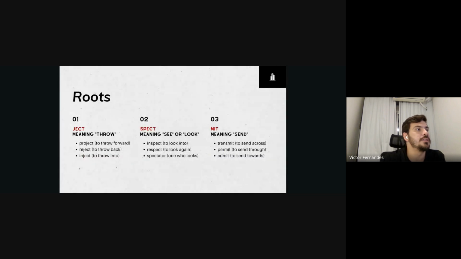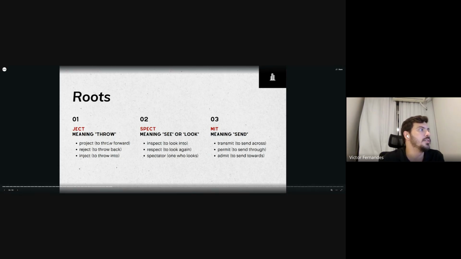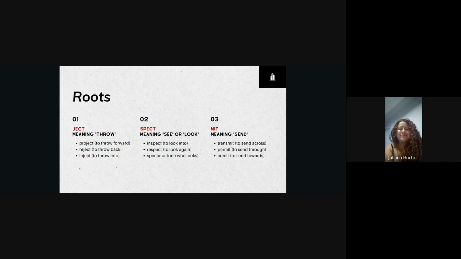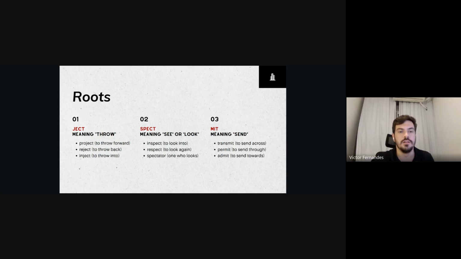Take a look at some words. Here are the roots that we have so far. Ject means throw. So in the case of ject, project is to go forward, reject is to go backward or deny, and inject is to throw into. Usually with inject, we have something that you're injecting, like a vaccine or a drug.